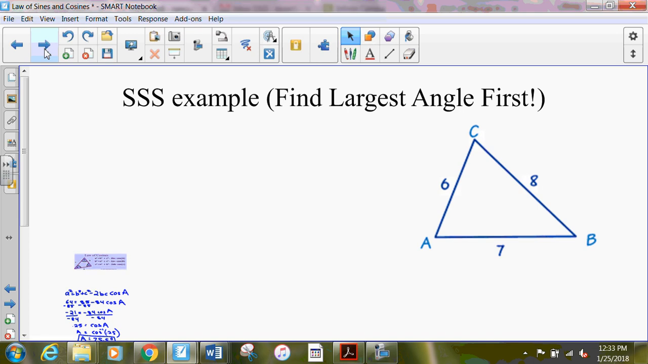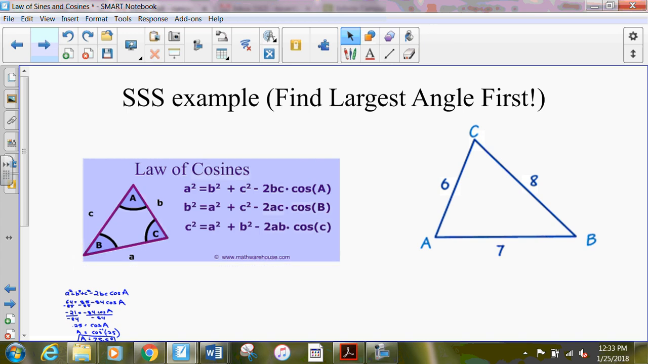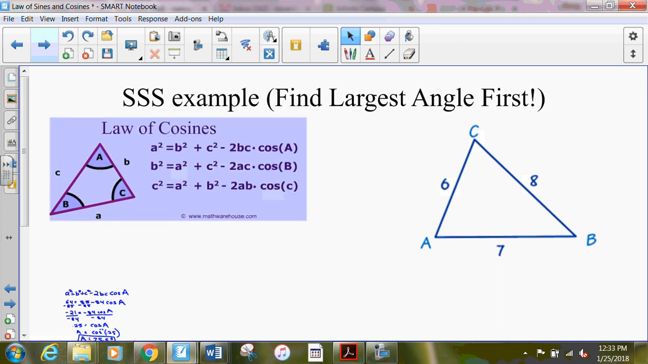When we're given a triangle like this, we're looking at it going, where's our angle and its opposite side? And we don't see it. So that calls for something different than law of sines, and that's when we're going to have to use law of cosines. Do you have to memorize these? Absolutely.